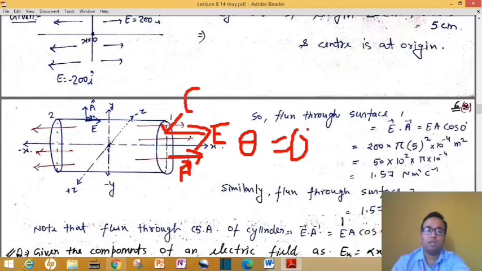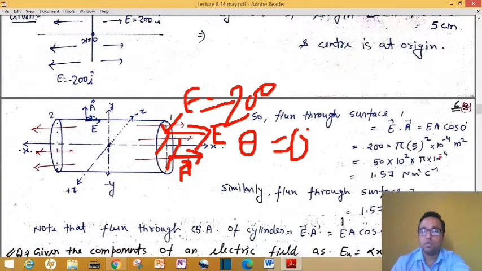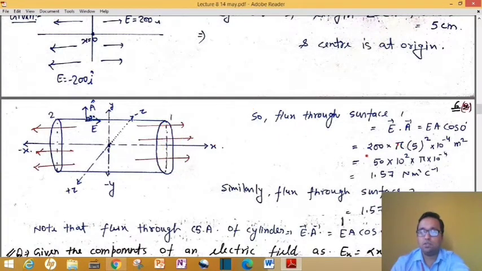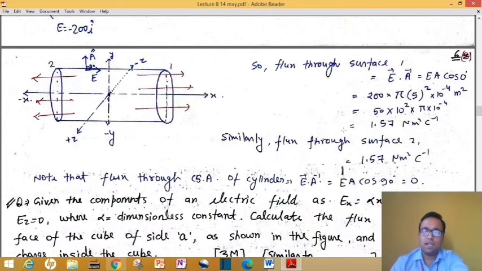And if I ask you what is the amount of electric field at this particular area, that is 200, given in the problem. And what is the area of this circular plate? That we can calculate by pi r square. So here I have done, see, E is 200 and area is pi into 5 square. And this was in centimeter, that's why I have to multiply it by 10 to the power minus 4. If you solve this, you will get the answer 1.57. In your book also you can see the same answer is given. Basically I have taken it from there only.